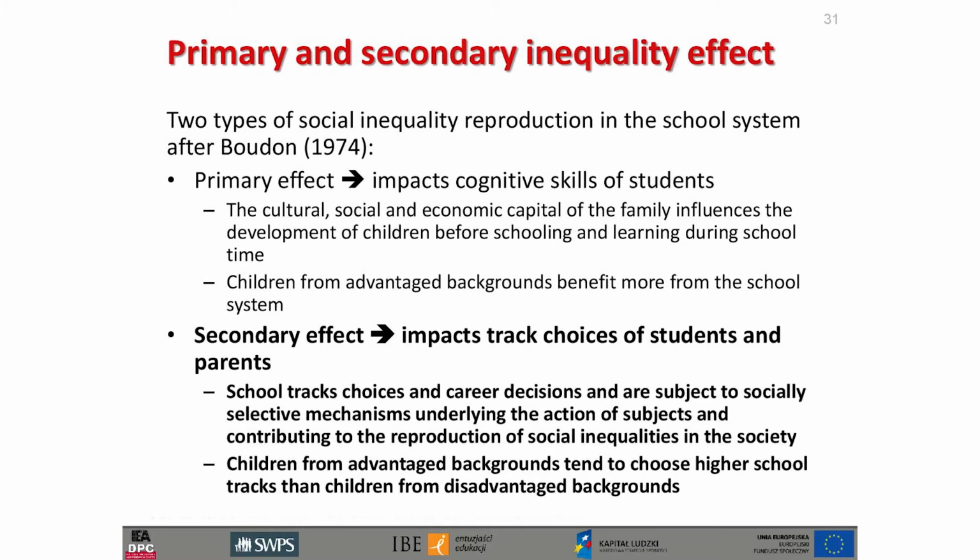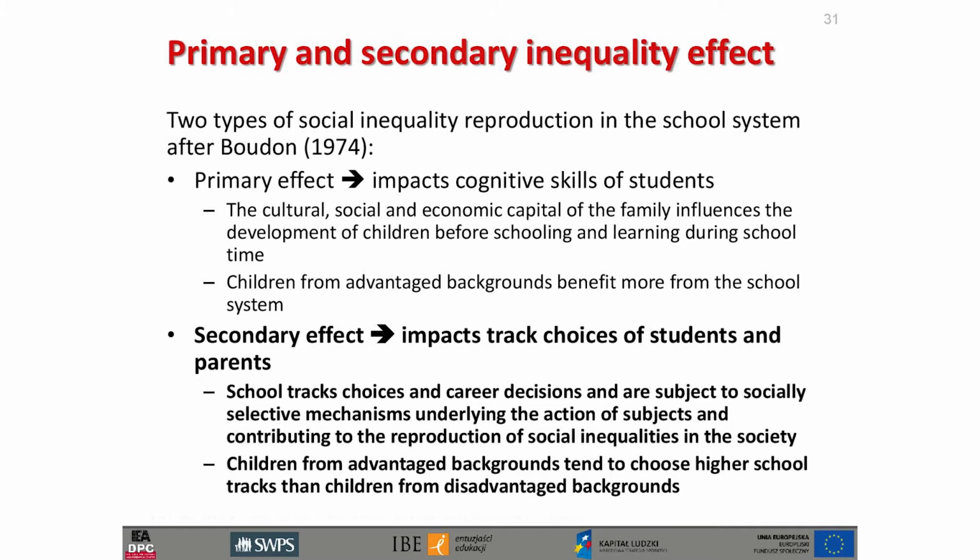So there are mainly two types, and this is important to understand later on also the models I will present, that Boudon defined, two types of social inequality reproduction in the school system. First of all, he describes the primary effect, and this is mostly related to cognitive abilities of students. And he's assuming that the cultural, social, and economic capital of the family influences the development of children before schooling and also learning during the schooling. Children from advantaged backgrounds benefit more from school.